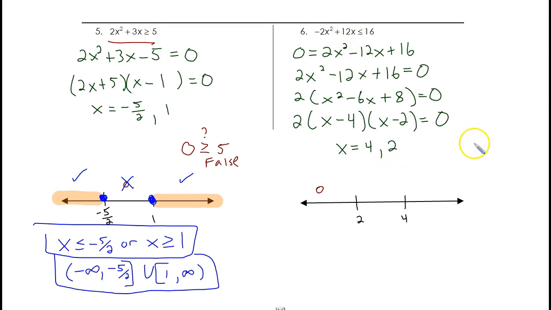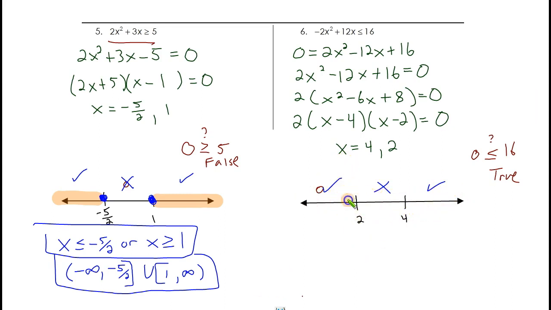So my question that I'm really asking when I plug in 0 is, is 0 less than or equal to 16? And in fact, that is a true statement. Yes, 0 is less than 16. What does that mean? It means that this interval is good, and it's always a pattern of check, no good, check. Good over here, no good in the middle, good over here.